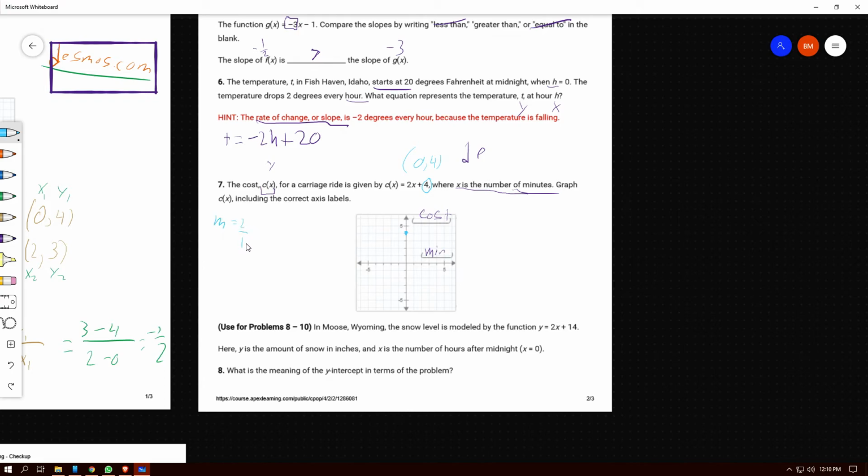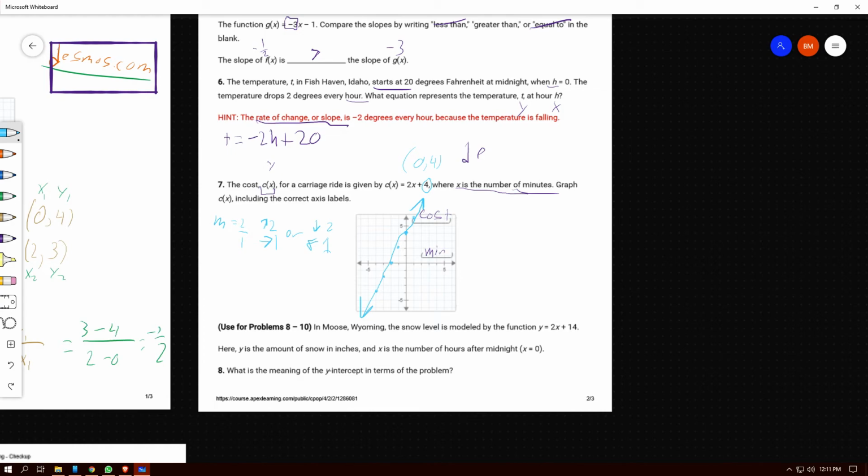So it's a positive 2 over 1, so that means I'm going to go up 2 to the right 1. Or, right, I can reverse it. I can go down 2 and to the left 1. If I reverse both of them, I'm good. Down 2 to the left 1. And that'll be good enough for now. And I just connect them. And obviously that's a bad line, but that's okay. I'm just kind of sketching here. And then there's our graph.